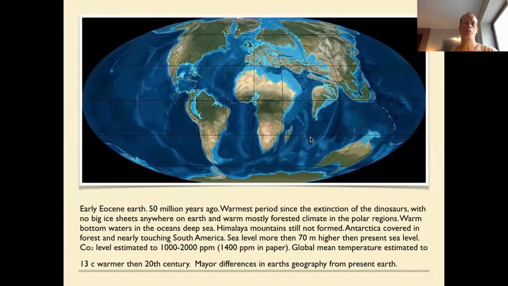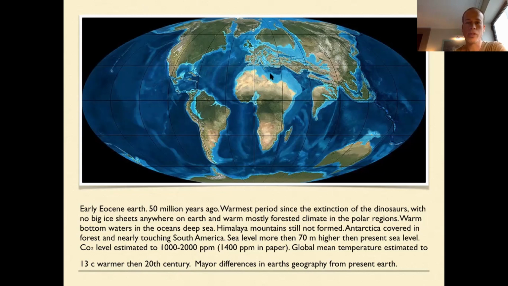Okay, first I will just show how the Earth looked in the Eocene. It was 50 million years ago. It was the warmest period since the extinction of the dinosaurs. Here's a map showing how the Earth looked. You can see India was still floating around here in the Indian Ocean, getting close to Asia. So the Himalayas were not there.